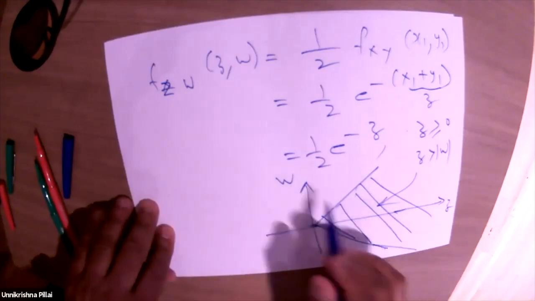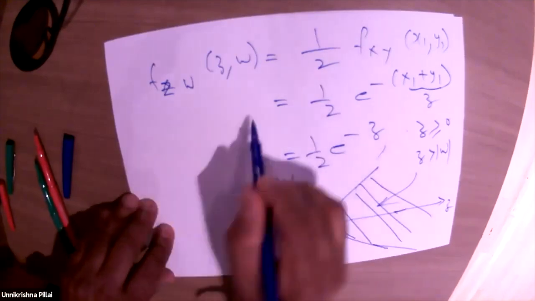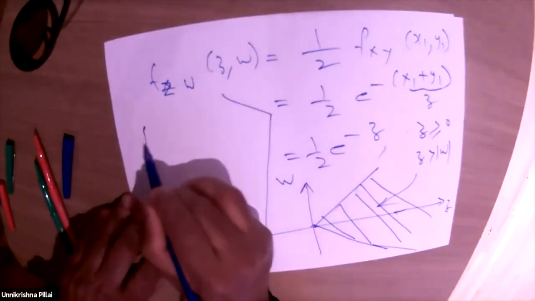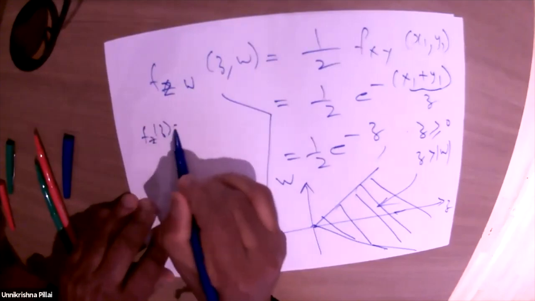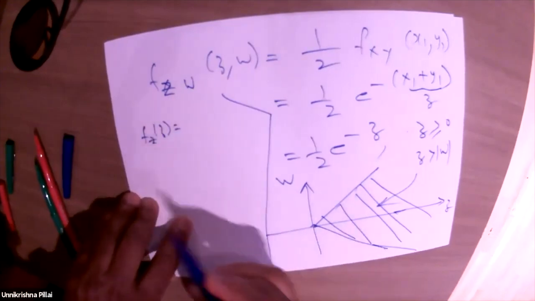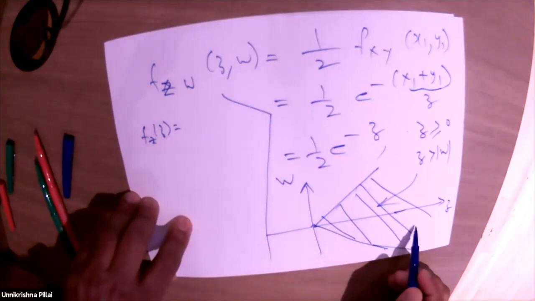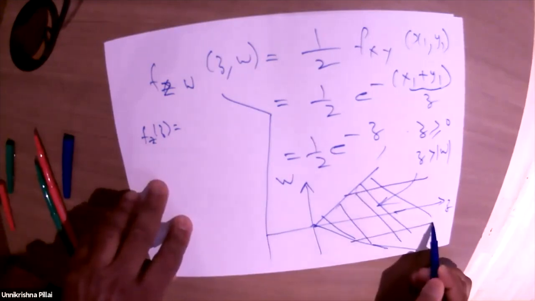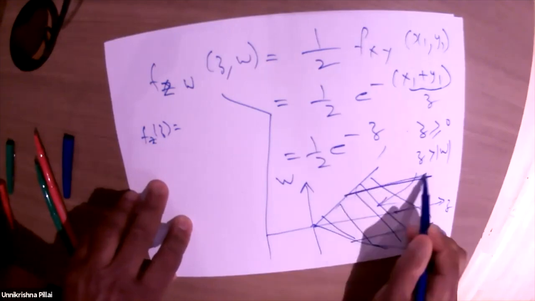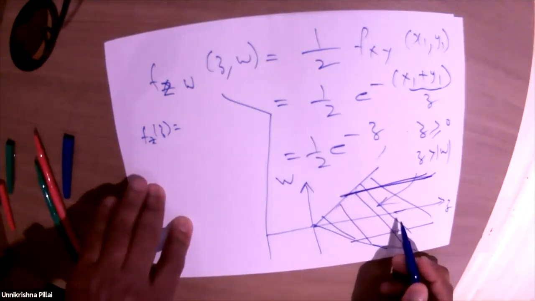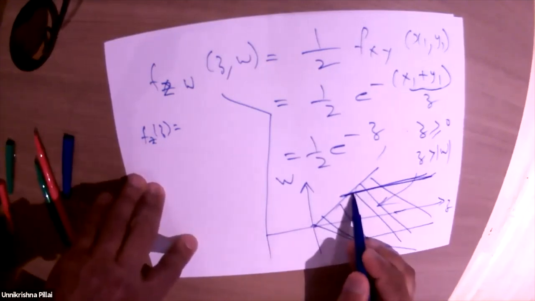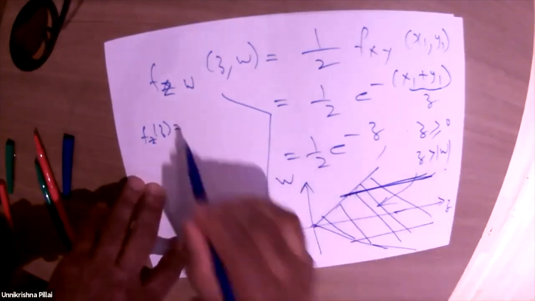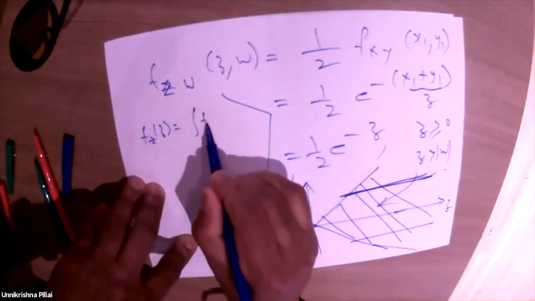Now let's find out, so this is the joint density function. Let's find out f_Z. f_Z means I integrate over W. But you have to do W positive and W negative, two different cases. So W positive will be what? Integral from here to, so this is the integral of the joint density function.